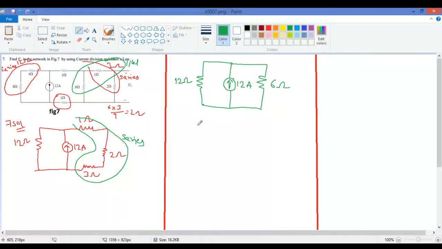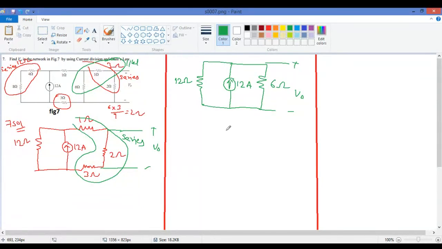Now after getting this, we will find out V naught. So you see this, we cannot ignore this. V naught, this plus and minus, and here also we have plus minus V naught. We want to find out this V naught actually, which is across 2 ohms.